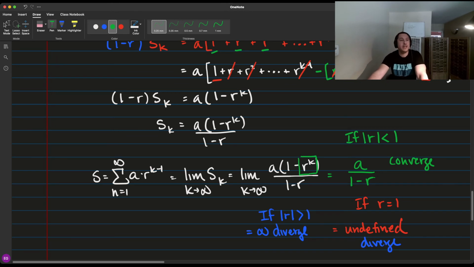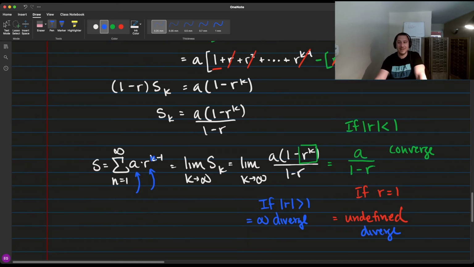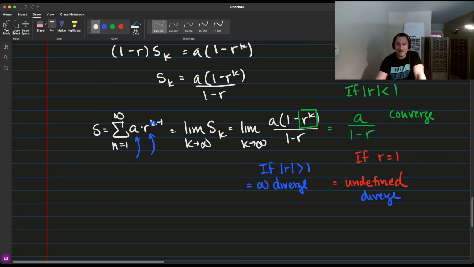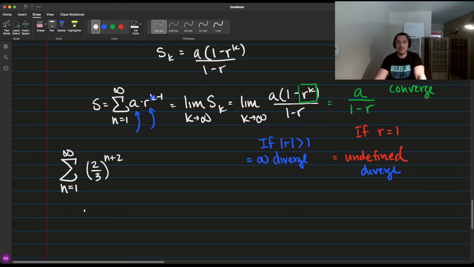Okay, now you have to be very careful, because this only works when your formula is a times r to the n minus 1. So for instance, let's say you're doing the sum n equals 1 to infinity of (2/3)^(n+2). Okay, remember the form is a r to the n minus 1.